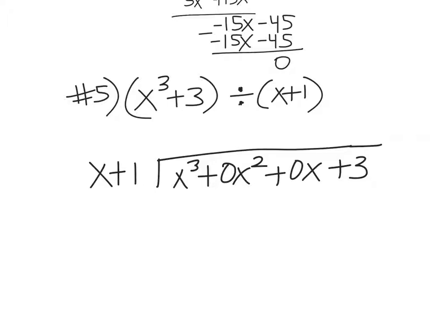All right, so what times x is x cubed? That would be x squared. Did you start with x squared? I think the remainder is 2 on this one. Did you get a remainder of 2? All right, that's usually a way that you can tell if you got it right. If you got the remainder right, then the rest of it's usually right.